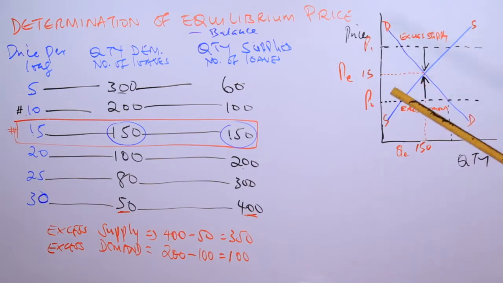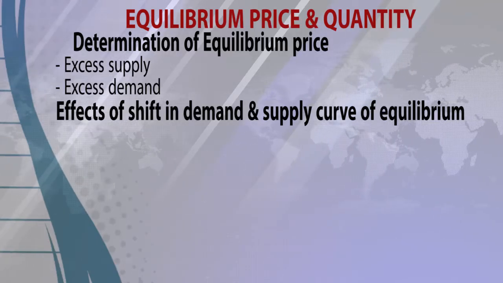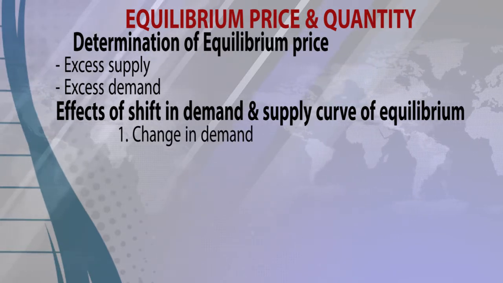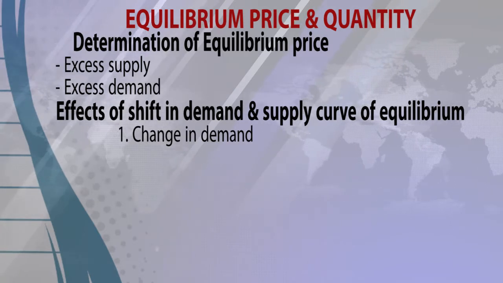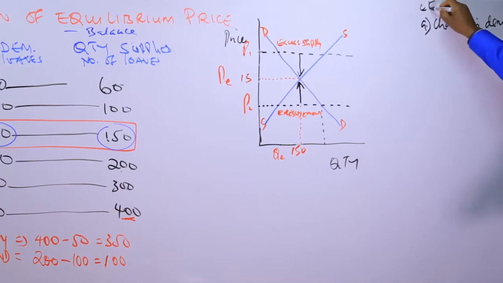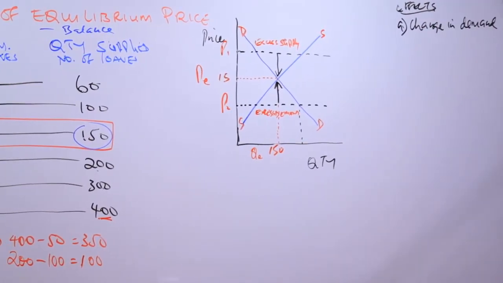So we want to look at the effects of shifts in demand curve and supply curve on equilibrium, because a change in demand or supply resulting in a shift in the demand or supply curve will affect the equilibrium points in various ways, okay? One effect is change in demand.